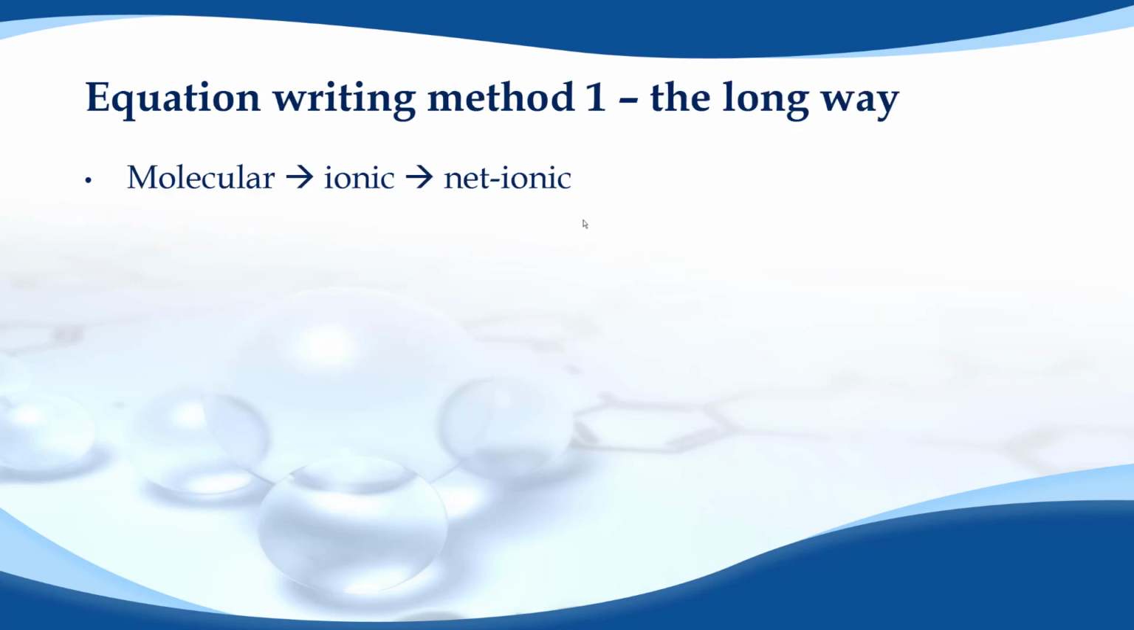So there are basically 2 ways you can go about writing a precipitation reaction. You have the long way, which is to start off by writing the molecular equation, turning it into the ionic, and then the net ionic. And then you have the short way, which is just using the solubility rules. I'll show you an example of each. Before we start off, why don't you pause the video for a moment and try to write all 3 of these equations. Write the molecular equation, the ionic, and the net ionic for the reaction of lead nitrate with potassium iodide.